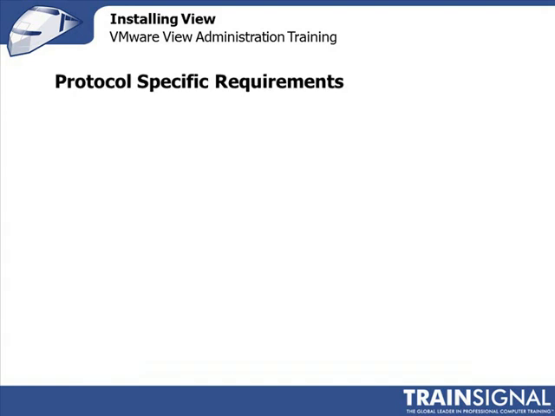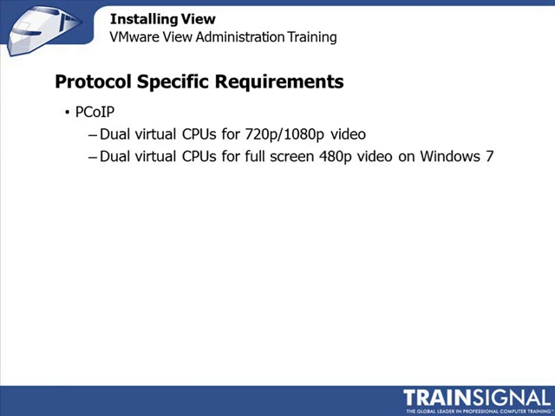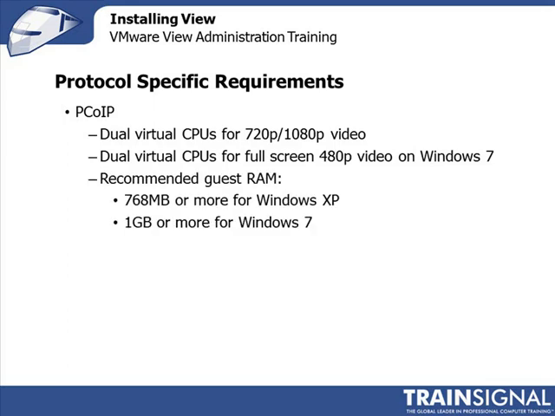Each of the protocols that View supports have specific requirements. As a reminder, View supports the PC over IP protocol, the RDP protocol, and the HP RGS protocol. For PC over IP, if you want to provide high-definition video to your end users, you'll need to make sure that the virtual machine has dual CPUs. Dual CPUs are also required for running full-screen 480p videos on Windows 7. When providing PC over IP connectivity, you'll need to make sure to give at least 768 megabytes of RAM to Windows XP, or at least 1 gig of RAM to Windows 7.